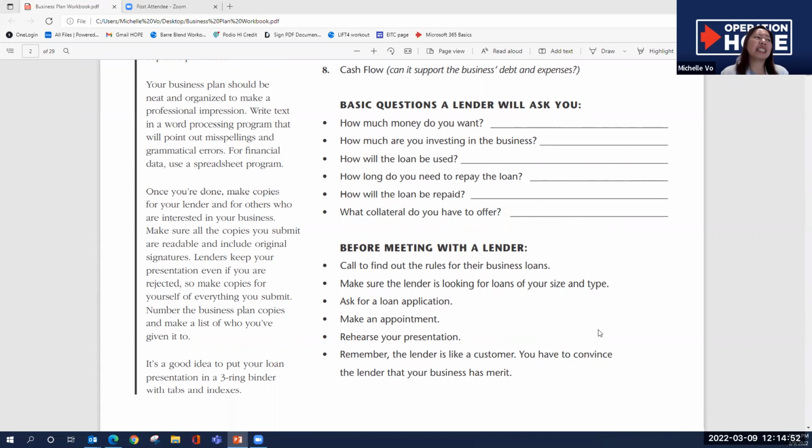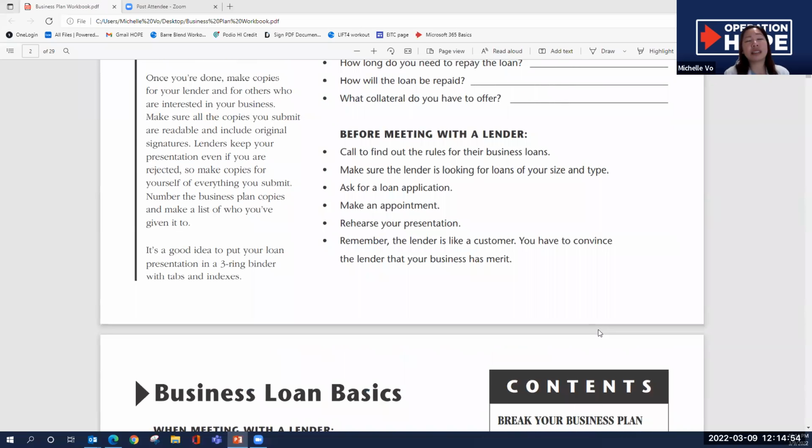I would highly recommend that before meeting with the lender, you give them a call ahead of time and find out about the rules for the business loan. Make sure the lender is looking for a loan of your size and type. That's very important. Again, every lender has a niche. Make sure you find out what they can offer. Ask for a loan application ahead of time, so you can be more prepared when you meet with them in person. Make an appointment.